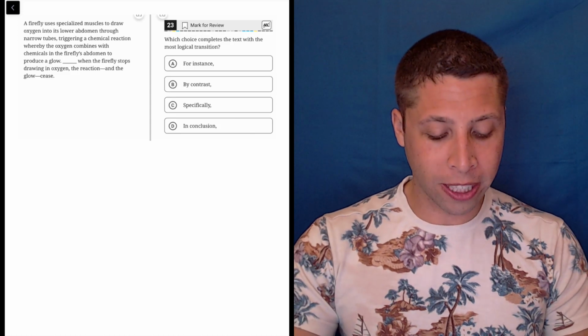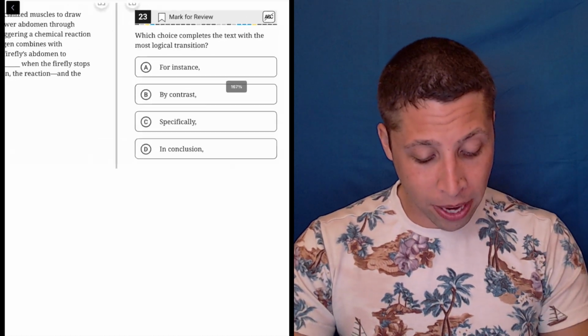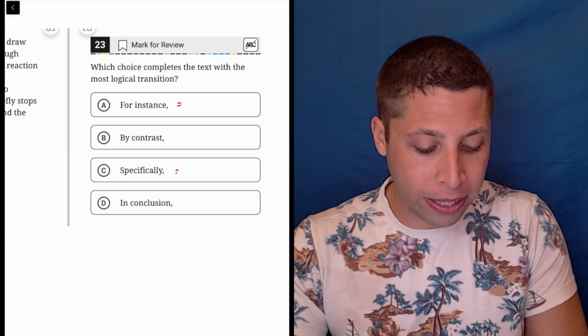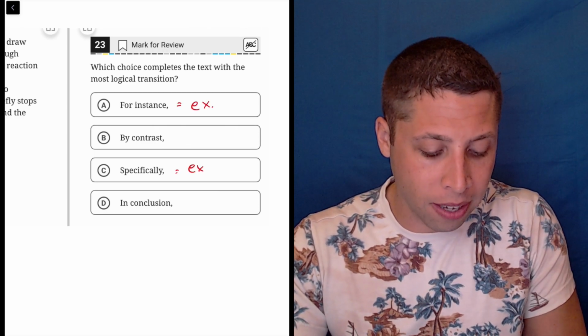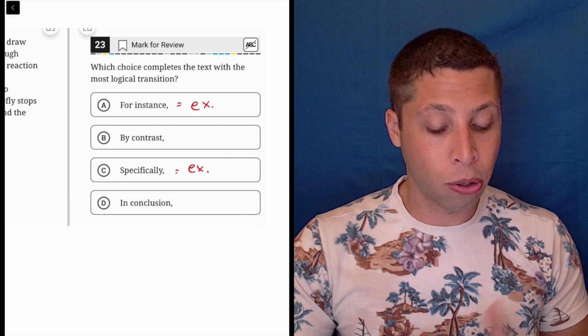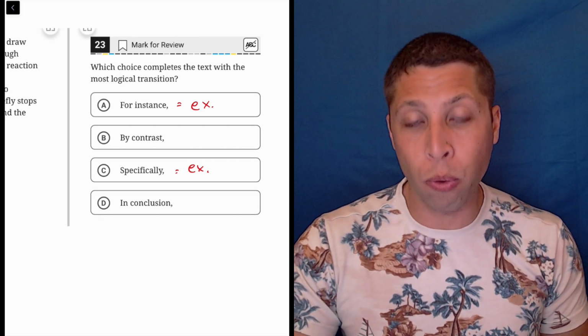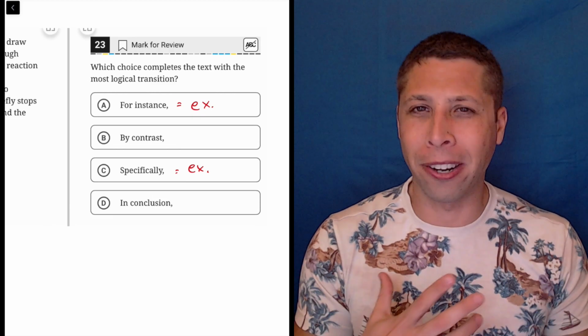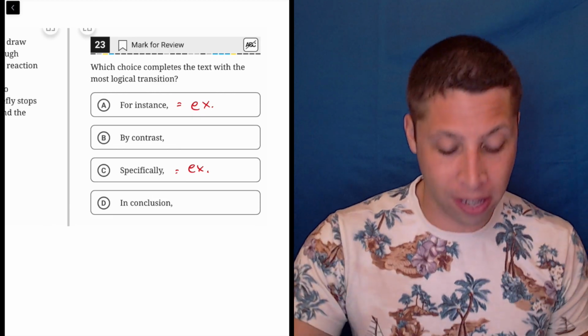First thing I noticed just looking at the choices that might help me later, I'm not going to jump to a conclusion, but "for instance" and "specifically" kind of mean the same thing. They're ways of providing an example. So if they both have the same meaning, that really doesn't bode well for either of them being right, because how would I know which one is better if they mean the same thing? So that's not a good sign.